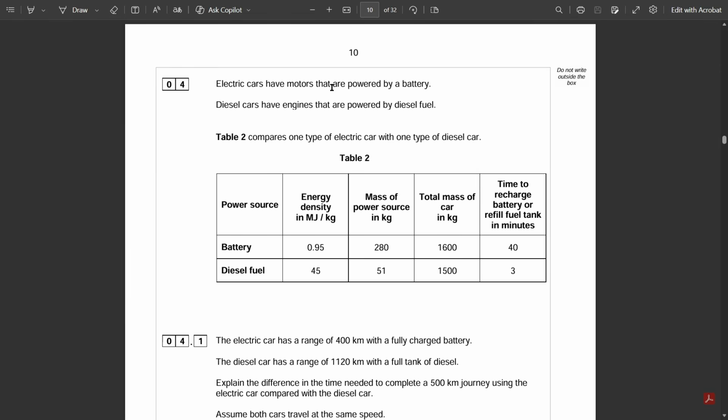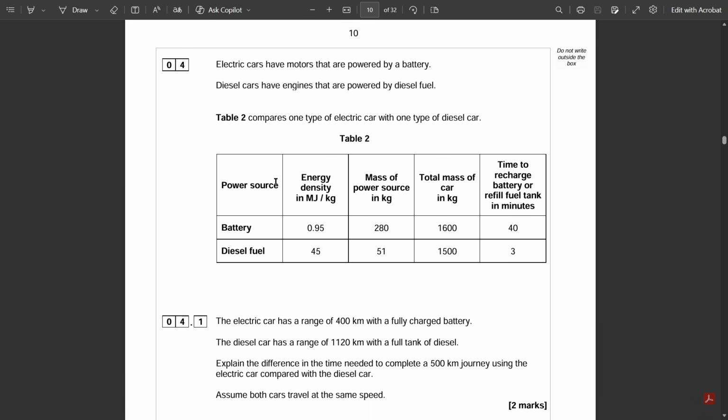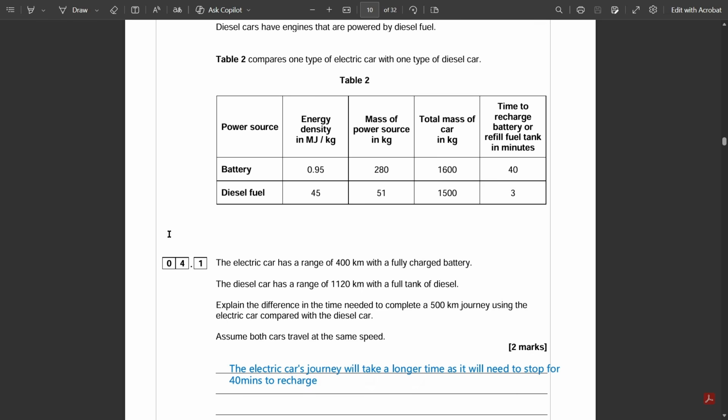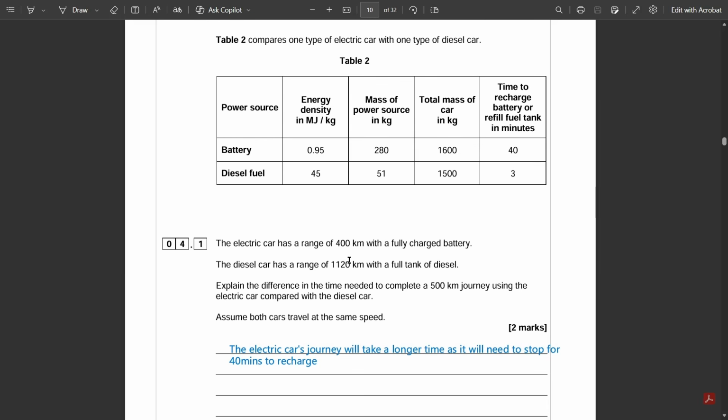Then we're told electric cars have motors that are powered by a battery. Diesel cars have engines that are powered by diesel fuel. Table 2 compares one type of electric car with one type of diesel car. We're given energy density for both, mass of power source, total mass, and time to recharge battery or refuel tank in minutes. We're told the electric car has a range of 400 kilometers and the diesel car has a range of 1,120 kilometers. Explain the difference in the time needed to complete a 500-kilometer journey using the electric car compared with the diesel car. We're told to assume both cars travel at the same speed.